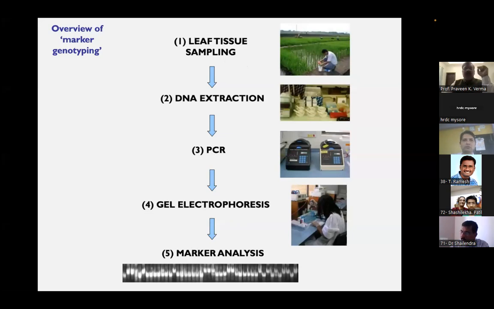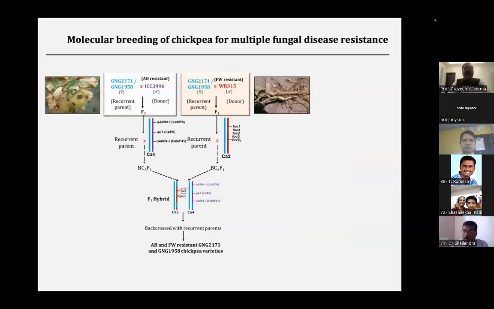Then you go for molecular breeding. This is my lab data that we are doing right now in chickpea, where we are trying to introgress multiple fungal disease resistance. I have a big project on this, and with the help of IARI, the Indian Agricultural Research Institute, we are introgressing resistance to two diseases, Ascochyta blight and Fusarium wilt, into the same plant. We are doing backcrossing and then crossing again. This is something we could do: gene pyramiding.